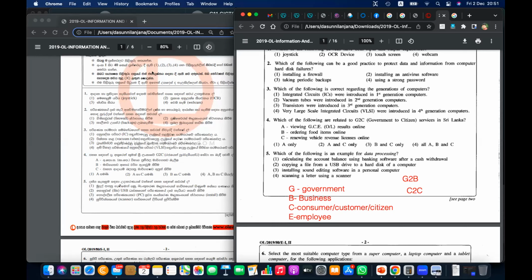Question number 5. Which of the following is an example for data processing? Data processing කියන්නේ මොකක්ද? Data means raw facts. Raw facts means මූලික දේවල්, basic things. Information. After processing you will get information. Information means meaningful things. We have learned this, right? Several times. Data means raw facts. Basic things. මූලිකම දේවල් තමයි දත්ත.